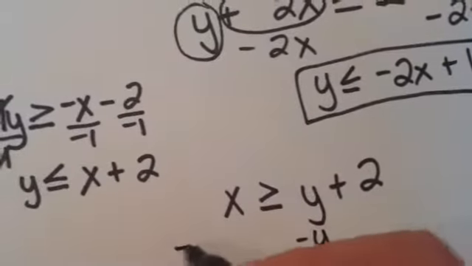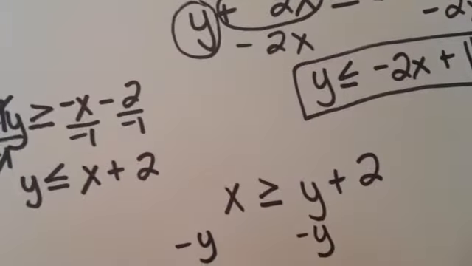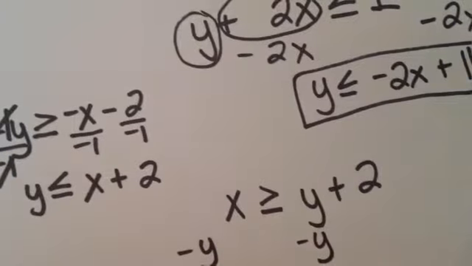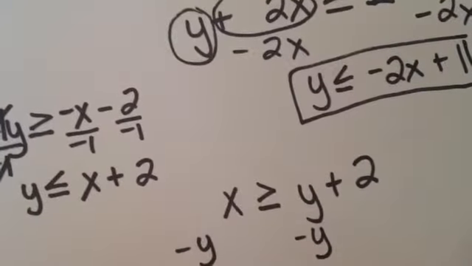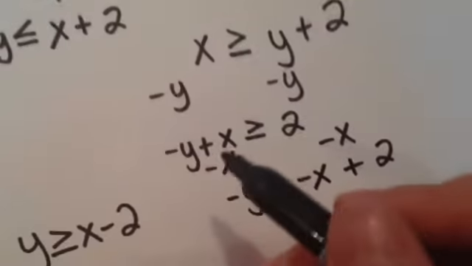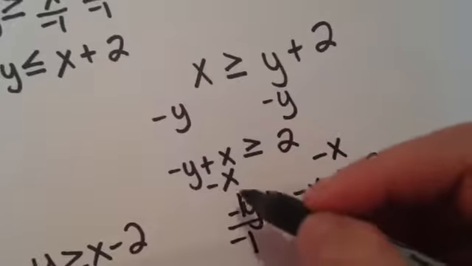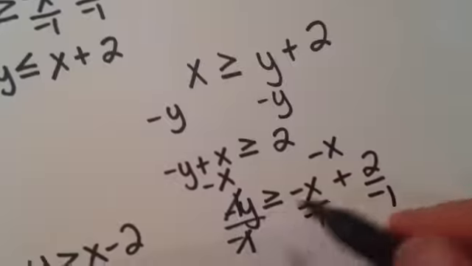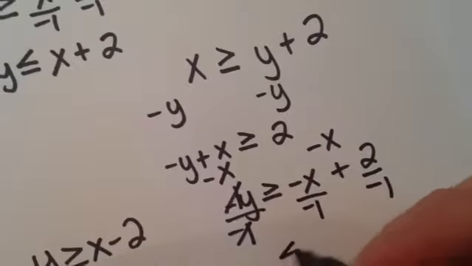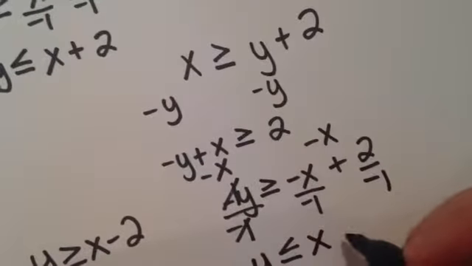So I'm going to subtract y. I get negative y plus x is greater than or equal to 2. Subtract my x. Negative y is greater than or equal to negative x plus 2. And again, this is a negative 1y, so I divide by a negative 1. Whatever I do to one side, I do to the other. Now, because I divided by a negative, I need to flip my sign. So y is less than or equal to a positive x minus 2.